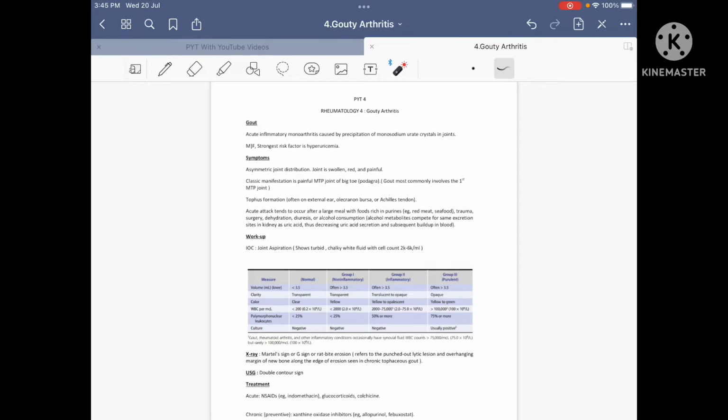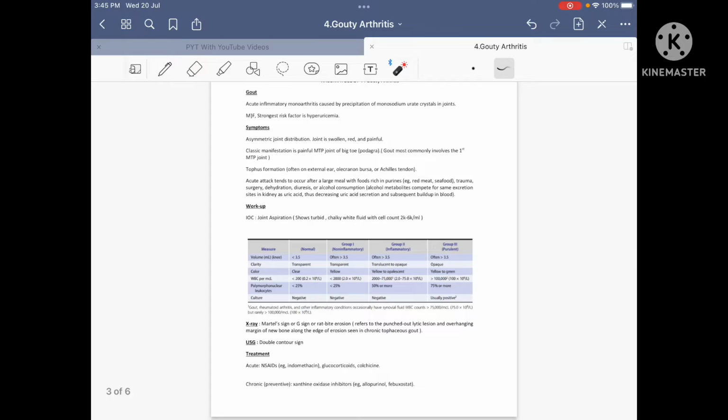So, if a patient comes with painful swelling in the big toe, what should you do? Investigation of choice is joint aspiration. You have to exclude whether there is any septic arthritis feature or not. As gout is an inflammatory arthritis, the WBC count will be more than 2K per ml, and the fluid will be turbid, chalky white.